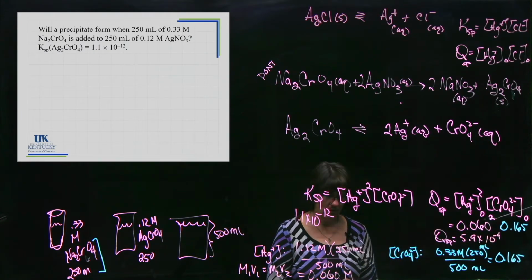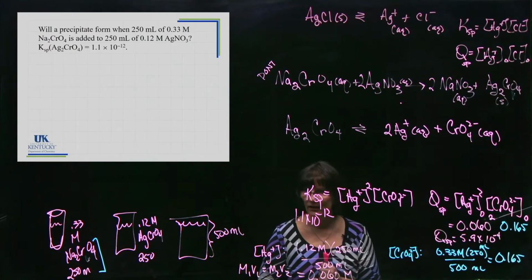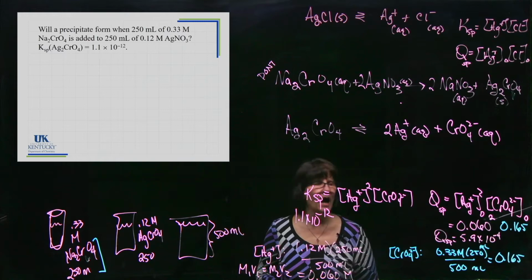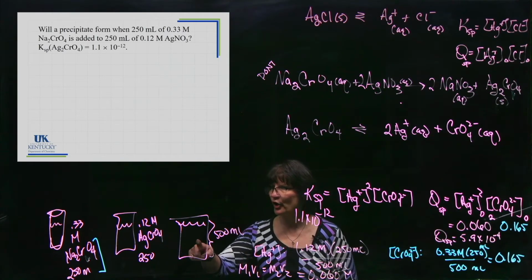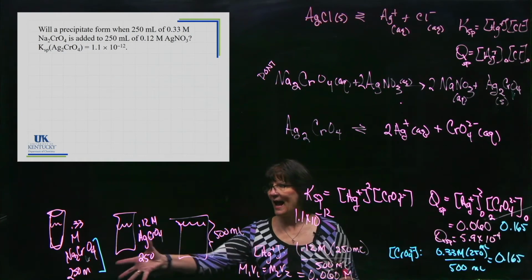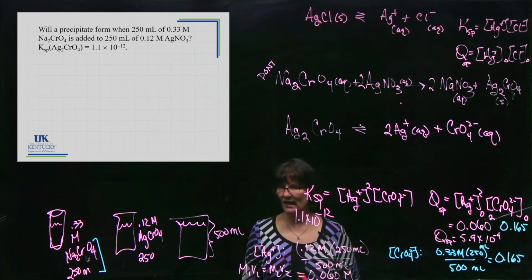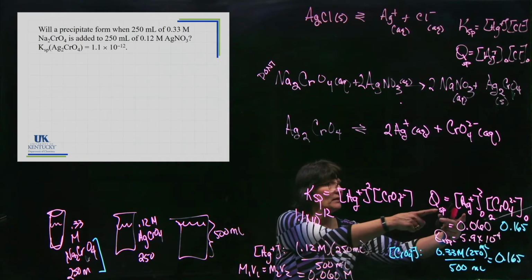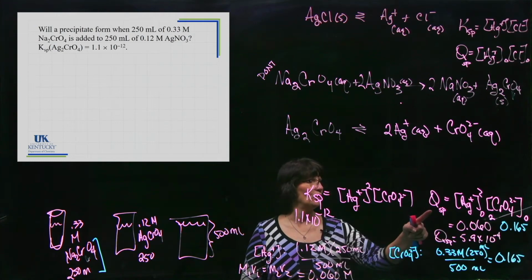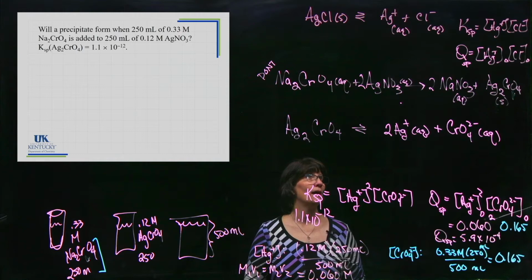That is the Q. All right, so before we do our comparison of Q to K, let's recap what we've done here. I want to know the concentration of these two ions in solution right here before they have a chance to react. I dump them together and they're each diluting the other, and so there are the dilution calculations. I take those concentrations, plug them in here, and calculate a Q.